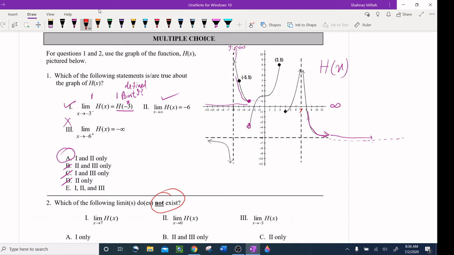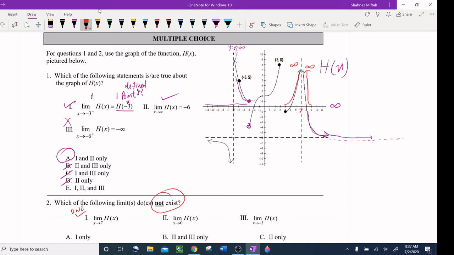Since they are talking about left and right both, the limit as x approaches 7 from the right is going in this direction. The limit as x approaches 7 from the left is going there. Both of them are going to positive infinity. So it does not exist because infinity is not a real number. So that's true, right? It does not exist.